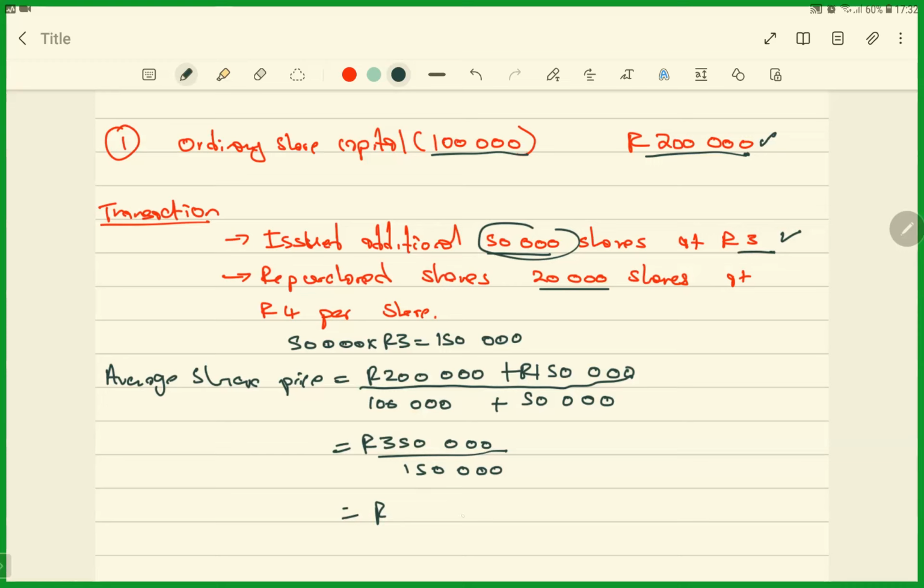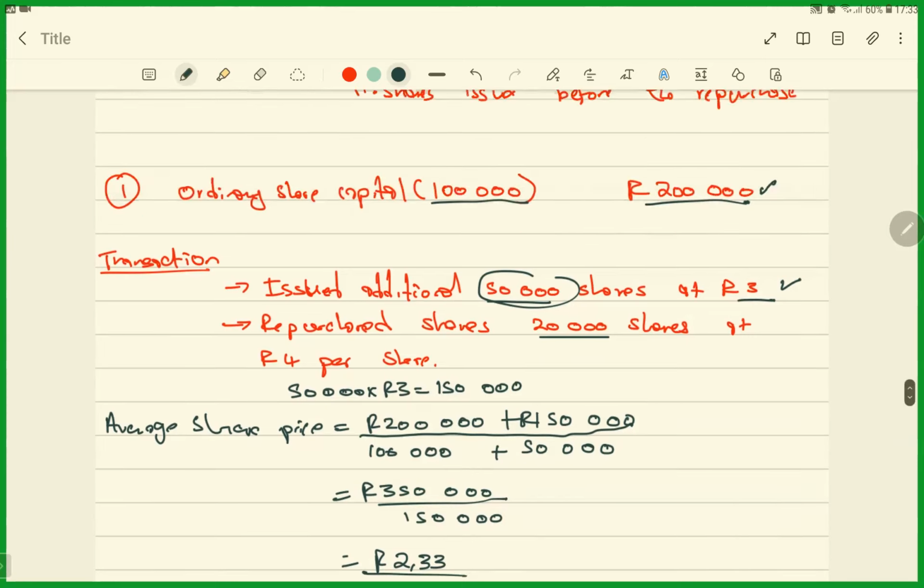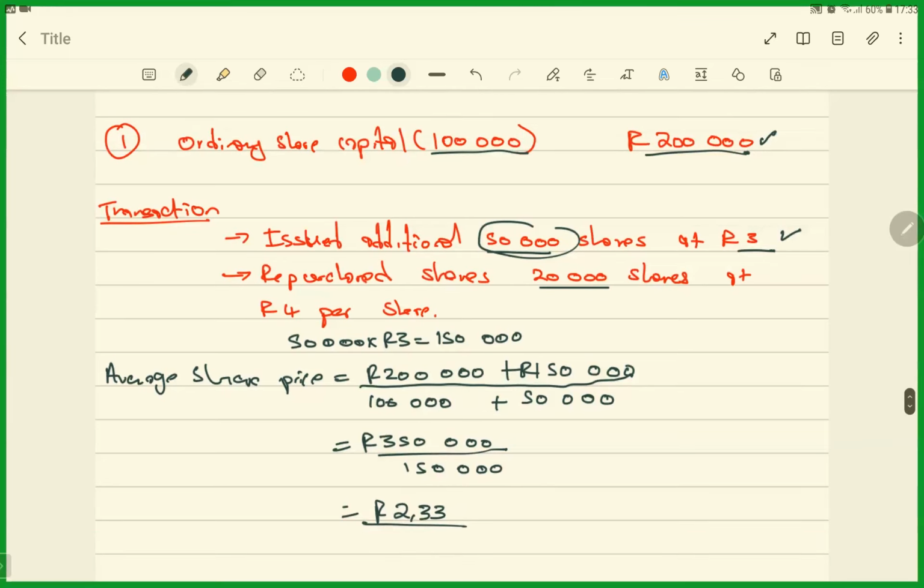Okay, it means I miscalculated. So 2.33, okay, yeah, makes sense now. So 2.3 would be our ratio. Okay, so that is for scenario number one. Now let's look at scenario number two.